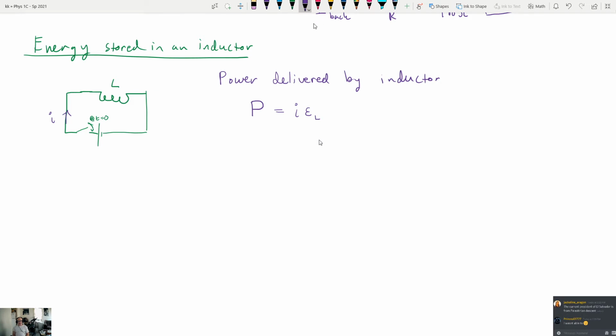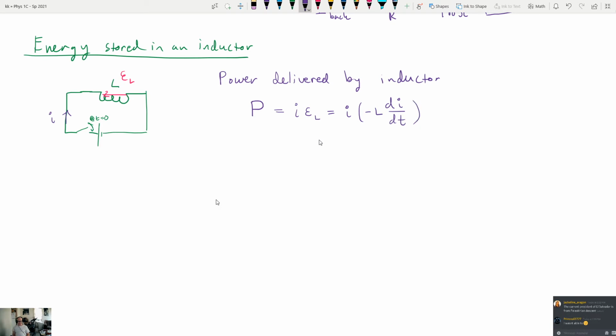When we turn this circuit on, what's going to happen is there's going to be a back EMF across our inductor, EL, that goes this way. And we know what that's equal to. We know that EL, as we just said, was equal to negative L di dt. Right?